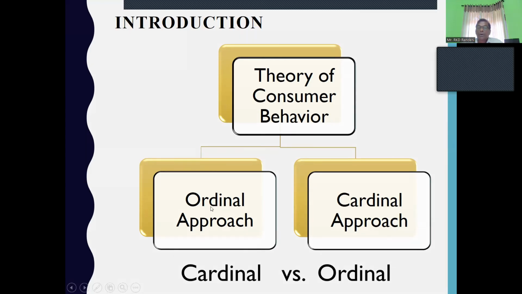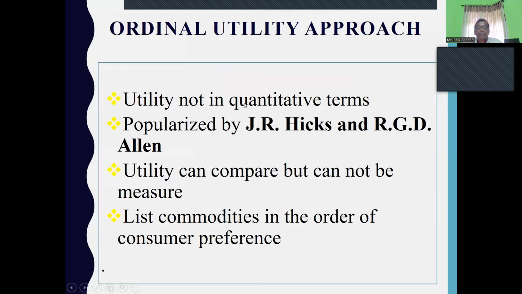Now we are going to discuss the ordinal approach, presented by Hicks and Allen. First, Hicks and Allen criticized the cardinal theory. They badly criticized it, and then they presented a very good alternative theory, the ordinal approach, that is indifference curve analysis. Utility is not in quantitative terms. According to Hicks and Allen, they criticize the utility theory.